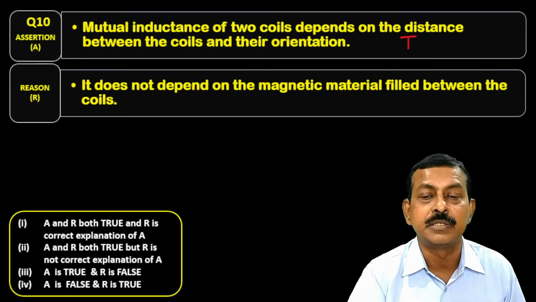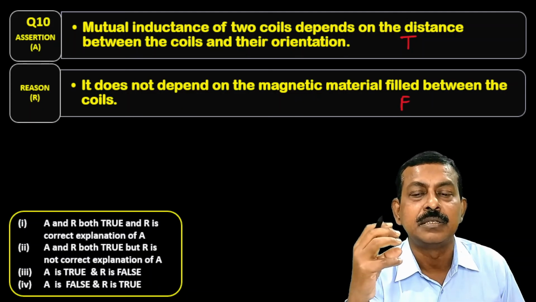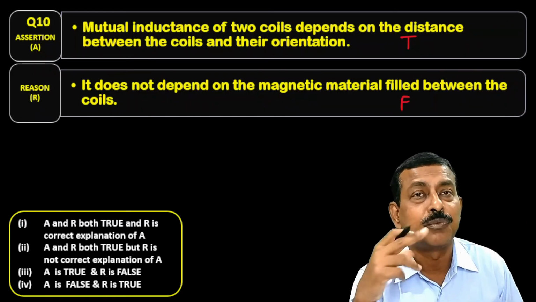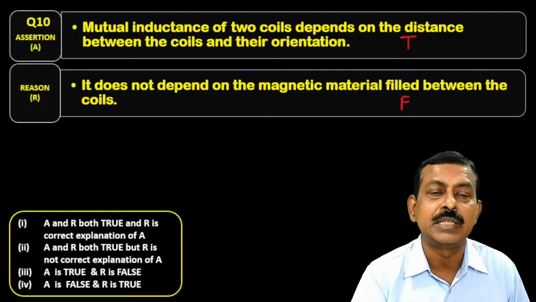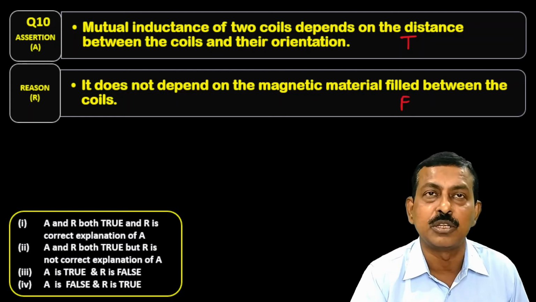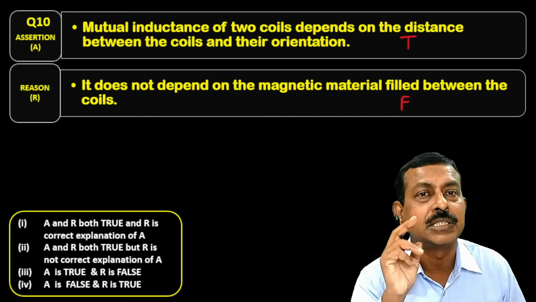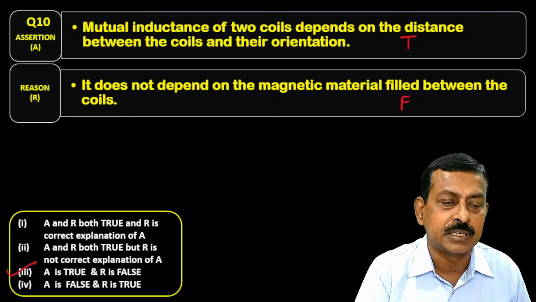This is false, because if you are putting a magnetic material in the gap between the two, in that case the magnetic flux linked will change, and if it is changing, definitely the mutual inductance will also change. So this is false. So now here the assertion is true, the reason is false, so the third one is the correct option.